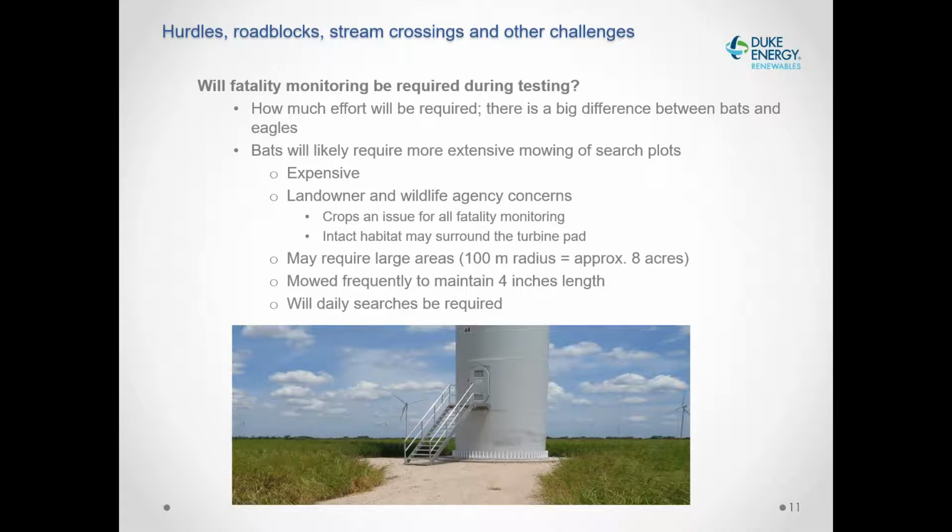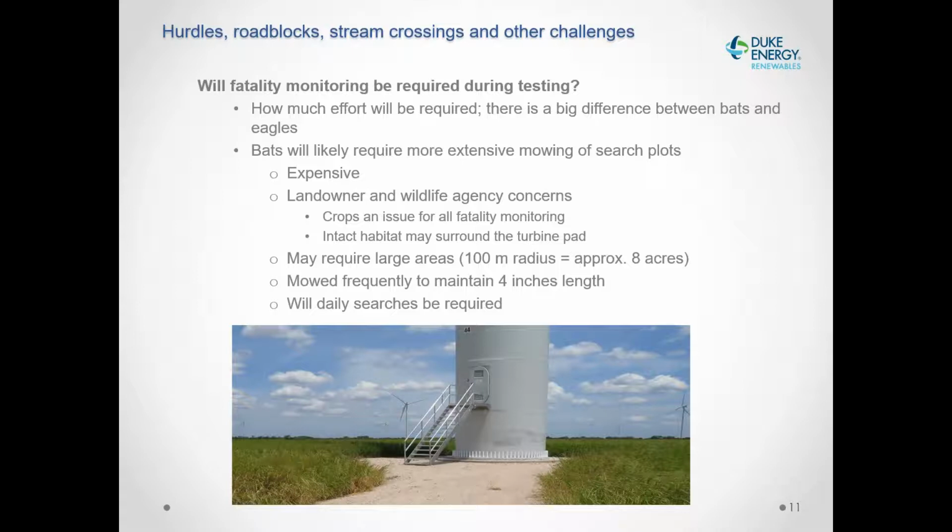It is very expensive. There are landowner and wildlife agency concerns. If you have to remove crops or have a landowner not put in crops, somebody's got to pay for those crops, and that'll fall on the host facility. Actually, in Texas, there was a big concern because we had to go out 100 meters because these were pretty good sized turbines. 100 meters is a big area. That's a lot of acreage to mow.